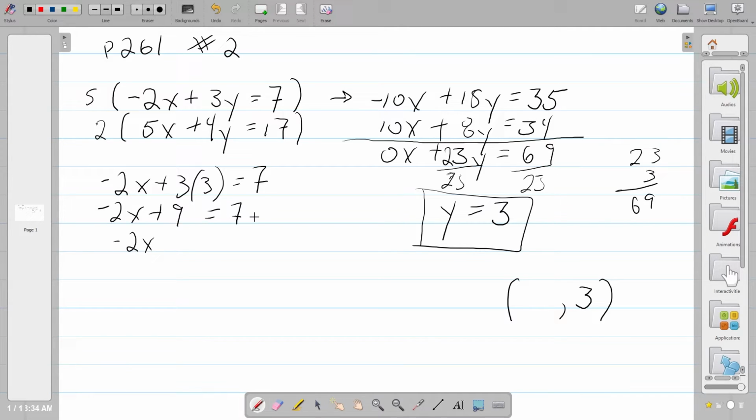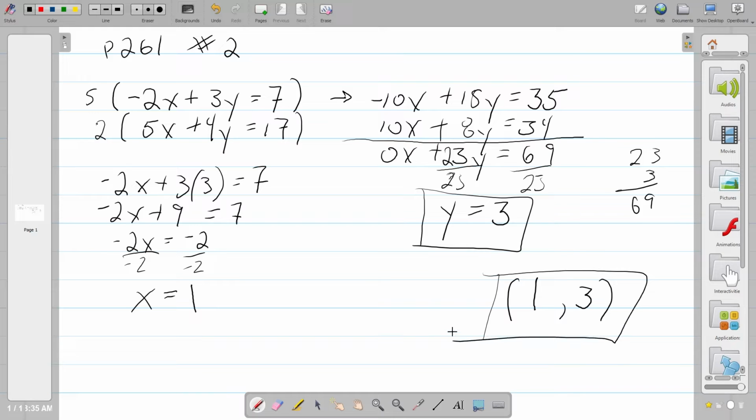Negative 2x, subtract the 9, equals negative 2x equals, divide the negative 2, divide the negative 2. Those are connected by multiplication. You have to divide. Equals, negative 2 divided by negative 2 is 1. 1 comma 3. So that is our answer for our ordered pair. 261 number 2. And on this, 1 comma 3 is what they give us. If you look on Step It Out, number 2, go all the way down to the blue bubble that has a C in it, and it says 1 comma 3, which is what we just came up with.